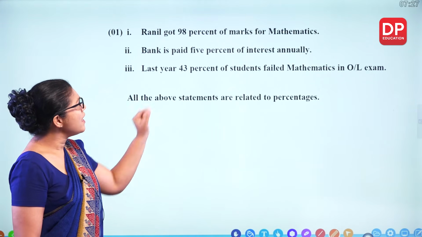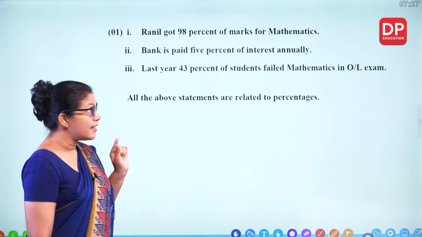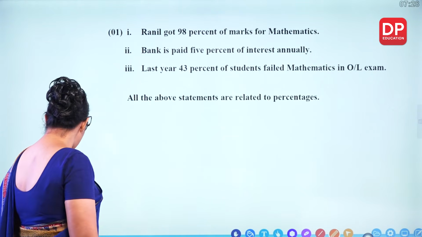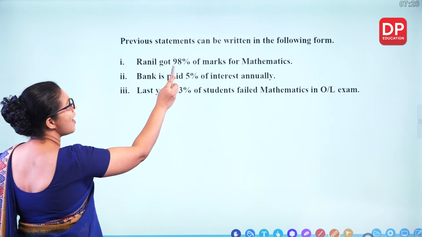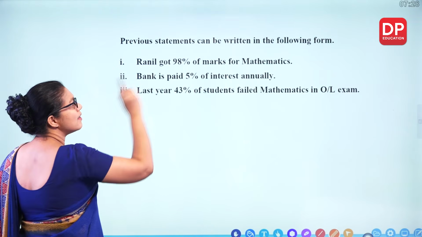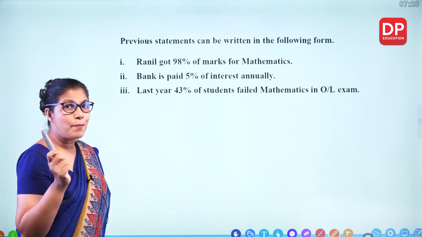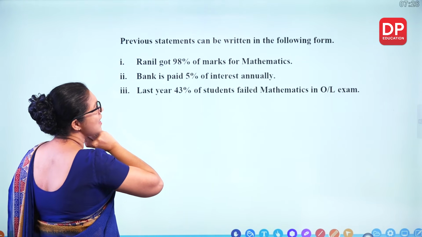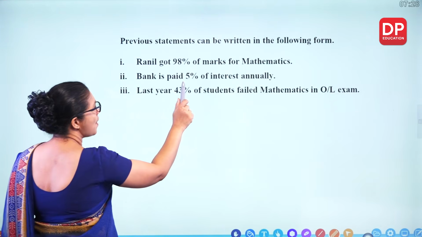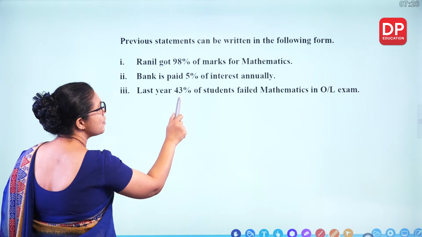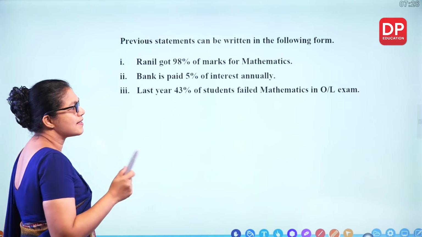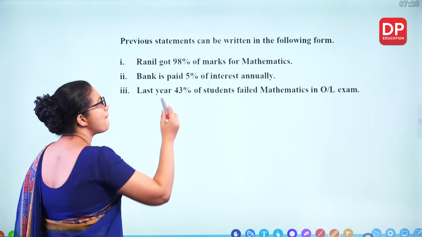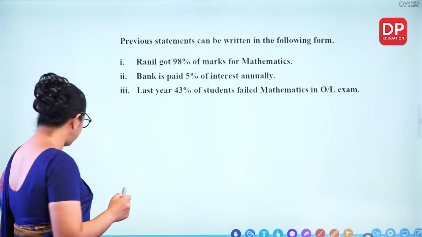So how can we rewrite these statements? Instead of writing 98 percent, I can write 98 with this symbol. 98% of marks for mathematics. 5% interest annually. 43% of students fail mathematics in the O-level exam. So we'll see how we can include this percentage sign.